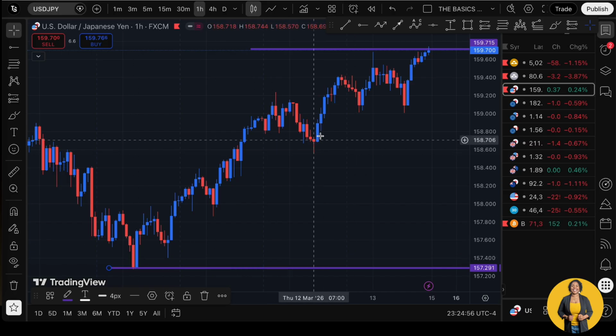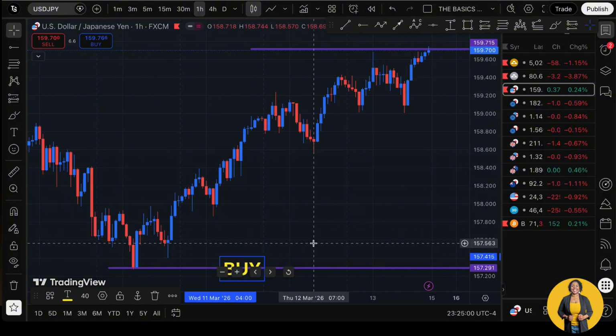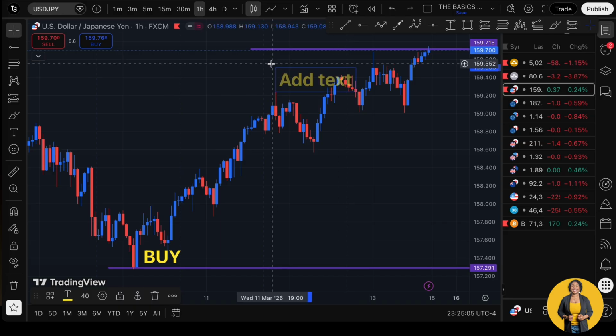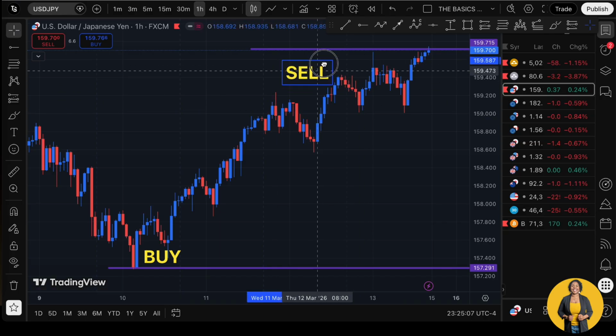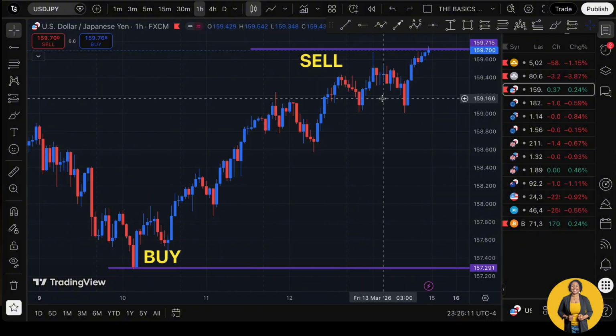If the market is moving up, we want to be into buys. We want to make sure that we're in buys if the market is going up. If the market is coming down, we want to be into sells. That means that we think the market is going to push down, we're going to sell it. If we think the market's going to push up, we're going to buy it.